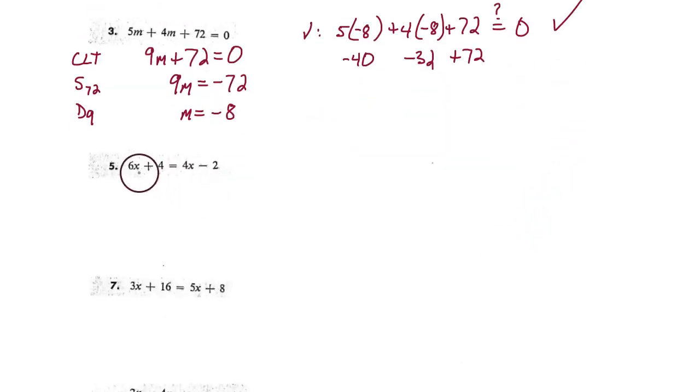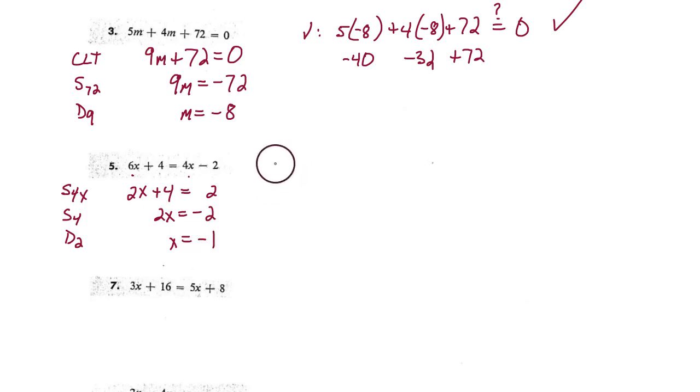Number 5, we have an x term on both sides. So let's subtract the 4x so there's not an x term on the right side. 6x subtract 4x makes 2x. Now let's subtract the 4. We have 2x equals negative 2. Then divide by the coefficient of 2. We get x equals negative 1.